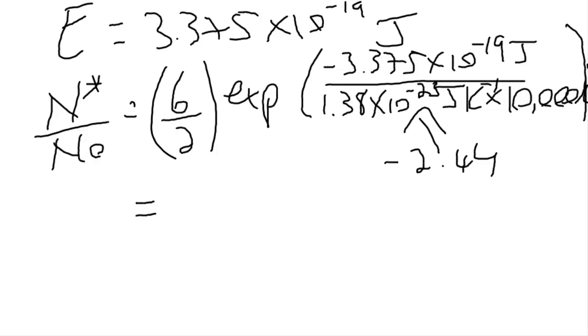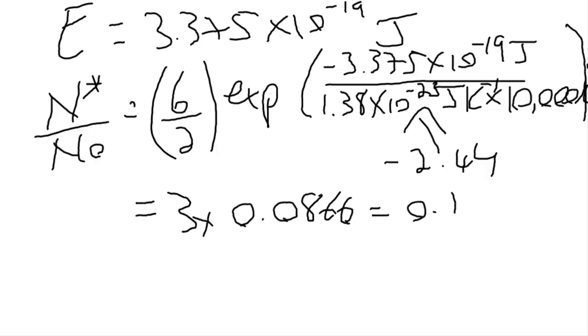Take the exponential of that, multiply it by 3. So the exponential is 0.0866. That gives us 0.26. If you multiply that by 100, what that says is even at 10,000 degrees, which is the temperature in our ICP plasma, only 26% of the atoms are actually promoted to the excited state.